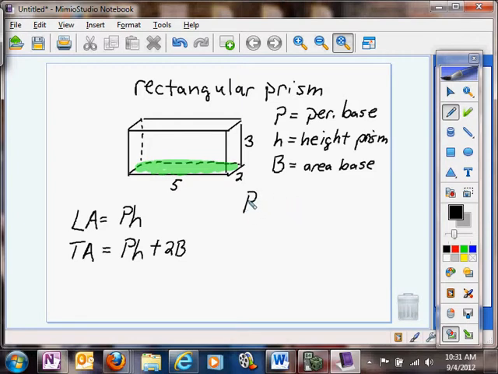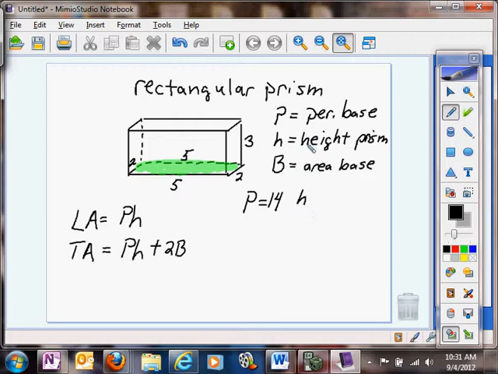The perimeter of the base. Big P, the perimeter of the base, if my base here is this green rectangle on bottom, if this side is 5, then hopefully you can see that this side over here is 5 as well. And if this side is 2, this side is 2. Perimeter is all sides, so 5 plus 5 is 10, plus 2 is 12, plus 2 more is 14. Perimeter of my base is 14.